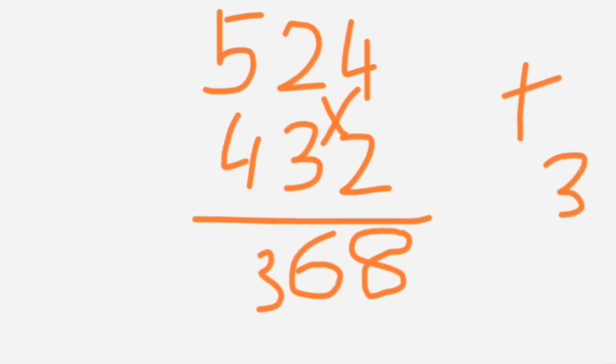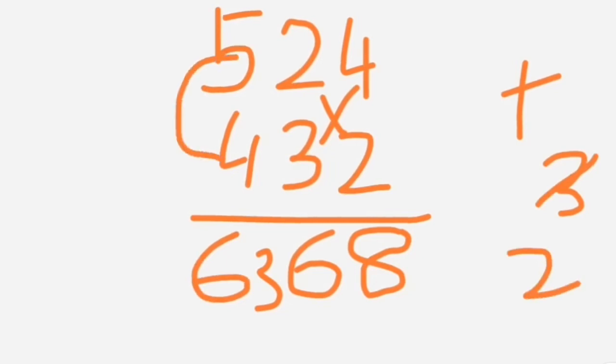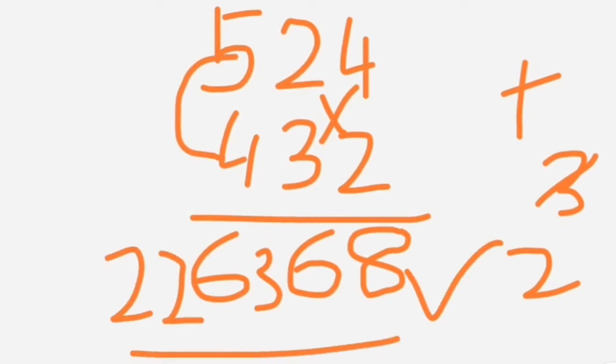The fourth step is 2 into 4 plus 5 into 3, which is 15. 15 plus 8 would be 23. 23 plus 3 would be 26. The last step is 5 into 4, 20. 20 plus 2 would be 22. So this is the desired output. What we did now is multiply a 3 digit number into another 3 digit number.